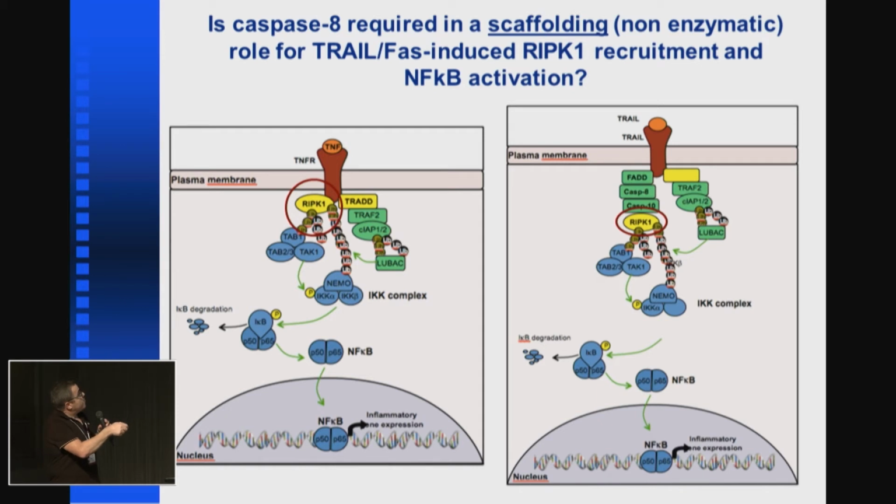So how RIPK1 is recruited to the TNF receptor seems to be very different to how it's recruited to the FAS receptor. In the case of TNF receptor, RIP can get directly recruited to the receptor, whereas, and I don't have time to show you this data, FADD and caspase-8 are required for recruitment of RIPK1. So in this case, caspase-8 is not acting as a protease, it's acting purely as a scaffold protein.